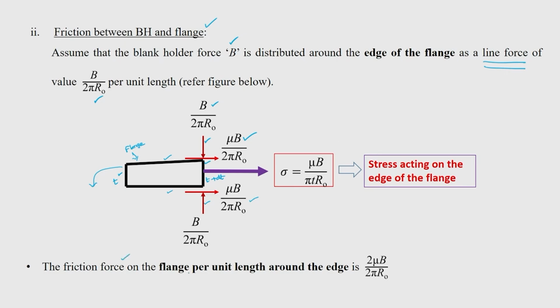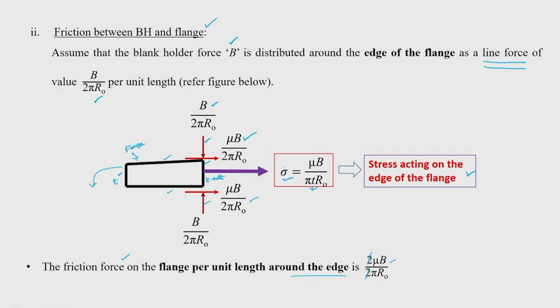The friction force on the flange per unit length around the edge, again, is given by 2 mu b divided by 2 pi r naught. Okay. The same situation can also be represented by this sigma, which is acting at the edge of the flange, which is nothing but 2 times mu b divided by 2 pi r naught into T. Okay. So, the same friction force can be written as stress acting on the edge of the flange, that is nothing but your sigma, as this 2 will be cancelled anyway, mu b divided by pi r naught T.